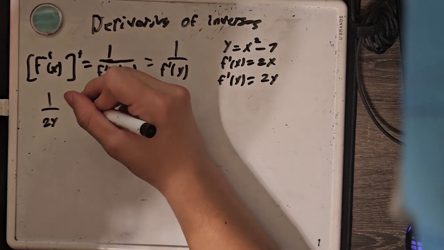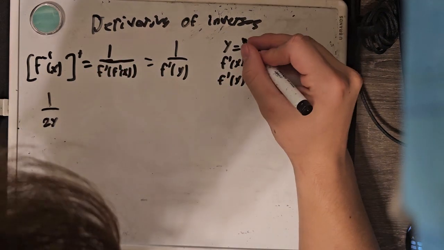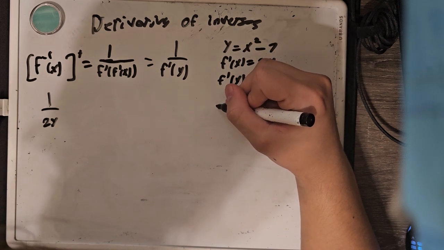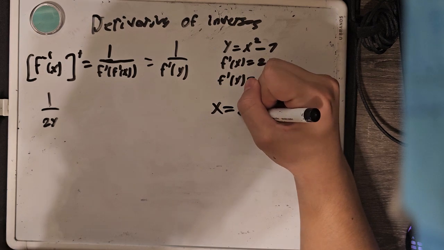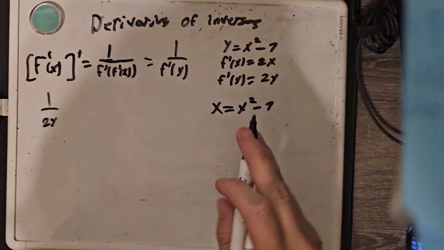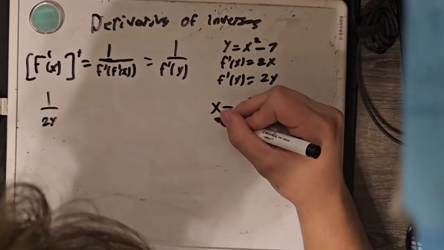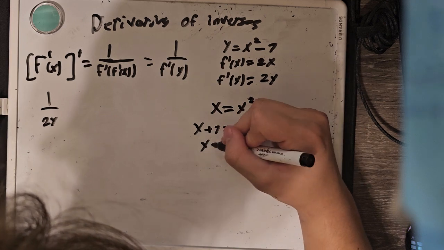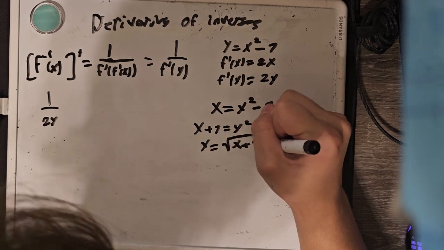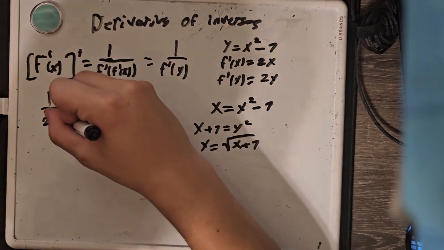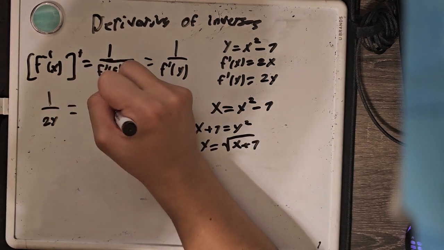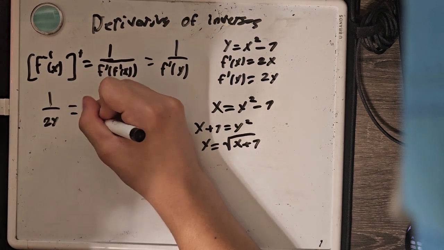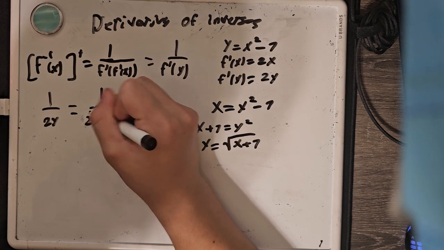If we want to find it in terms of x, well, we find the inverse of this. So instead of y equals x squared minus 7, we swap out the x and y. x equals y squared minus 7. Now, we solve for y. Move the 7 over. x plus 7 equals y squared. And y equals the square root of x plus 7. So now we can plug that in for y over here. So this is also equal to 1 over 2 times the square root of x plus 7.